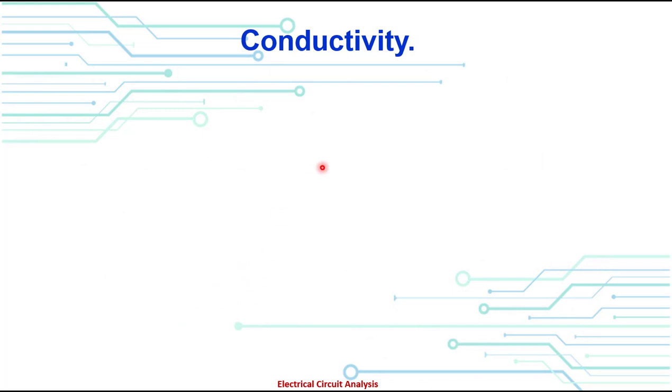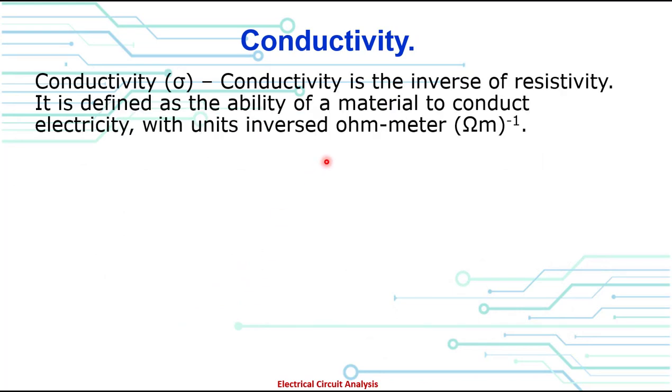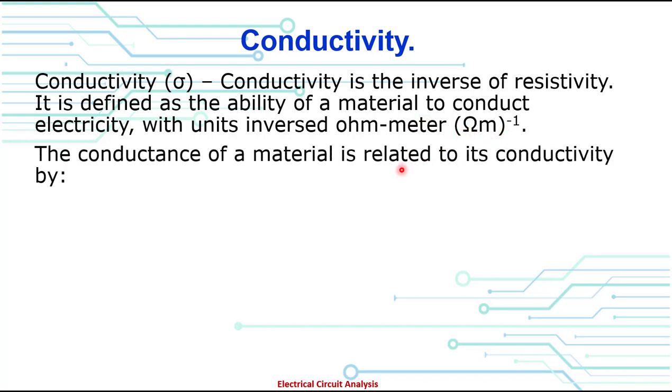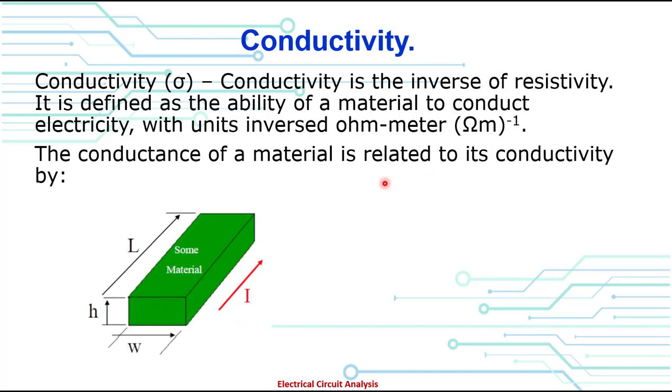Conductivity is again an intrinsic property of the material, and it is defined as the ability of the material to conduct. It is the inverse of resistivity. The unit of conductivity is ohm meter inverse. The conductance of the material is related to the conductivity by this equation.